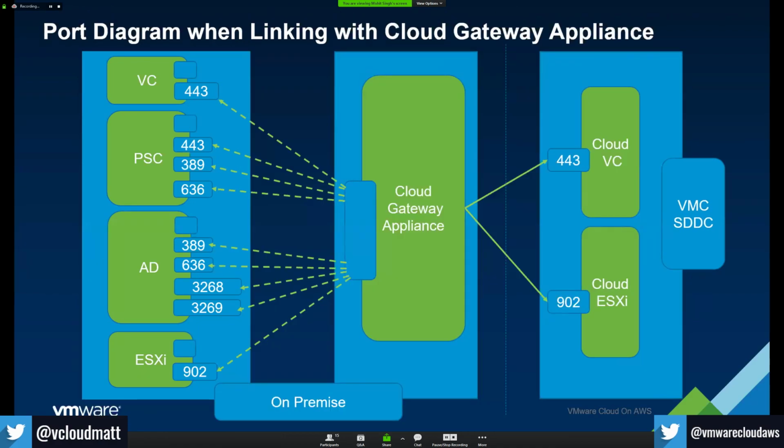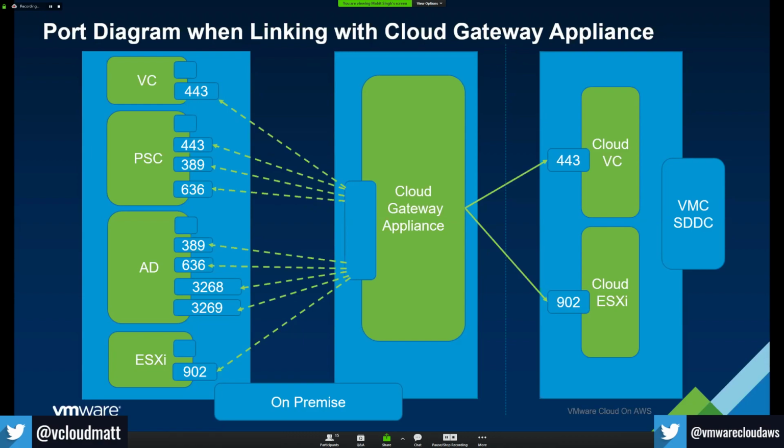So next is the port diagram when we are linking with the Cloud Gateway appliance. The Cloud Gateway appliance is an appliance which we deploy at the on-premises, and it interacts with your on-premises vSphere components. You can see the ports on which it is talking to the on-prem components, and then only port 443 outbound is needed from the Cloud Gateway appliance.